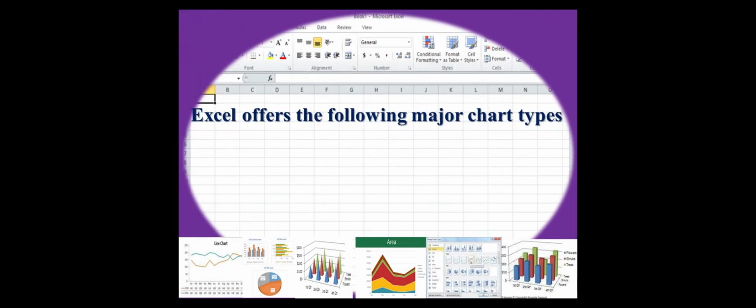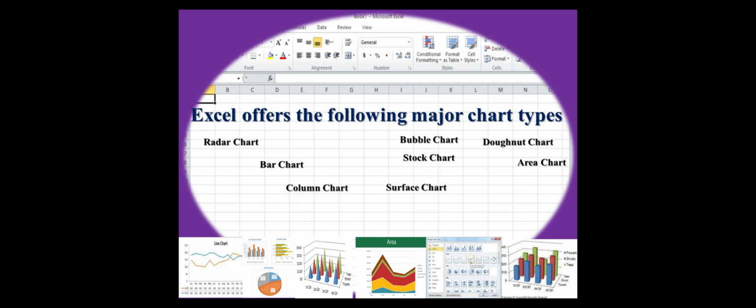Let's focus on charts in Excel. Charts in Excel play a very significant role, and Excel offers various major chart types like radar chart, bar chart, stock chart, donut, area chart, bubble chart, surface chart, column chart, pie chart and line chart. We can have an X, Y scatter chart.